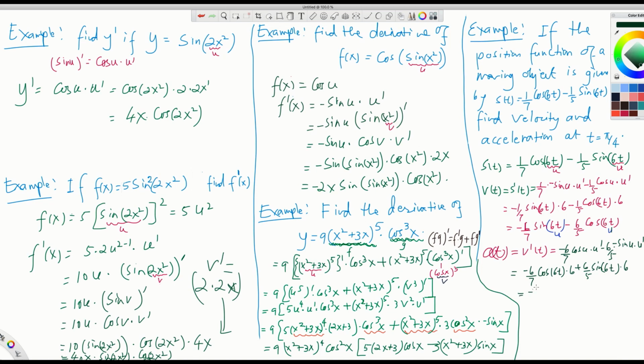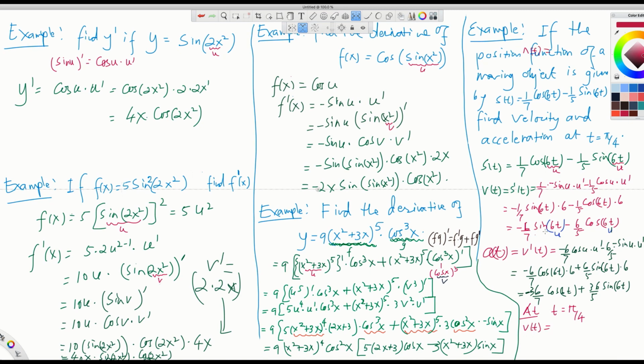So finally you get negative 6/7 times 6, which is negative 36/7, cosine 6t, and then plus 36/5 sine 6t. So that's the velocity function of t and the acceleration function of t. But you want to find them at t equals pi over 4. So let's find v first.